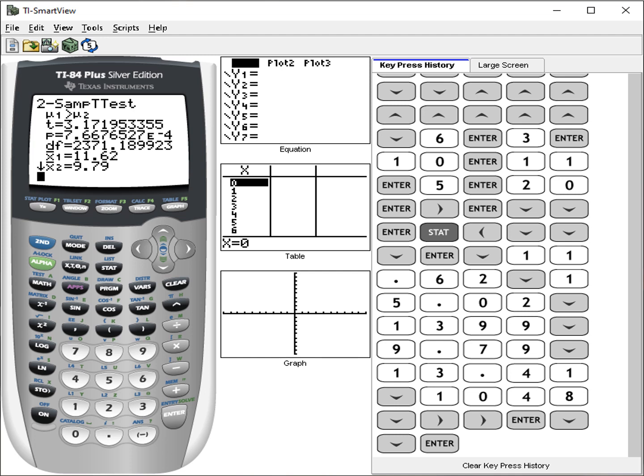Notice that it says 7.667, but remember, p-values are percents. They're always between 0 and 1, so it is not 7.667. If I look at the very end of that number, I see e to the -4. That's basically saying take that decimal place and move it 4 places to the left. So it's going to be something like 0.000767. So it's a very, very small p-value.